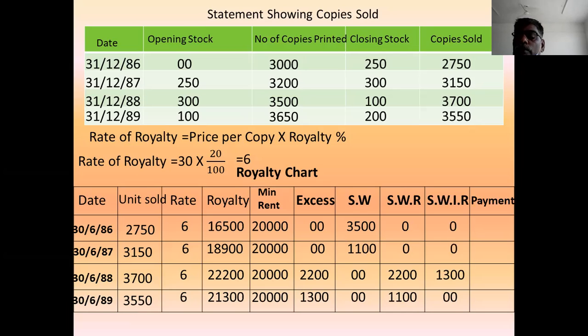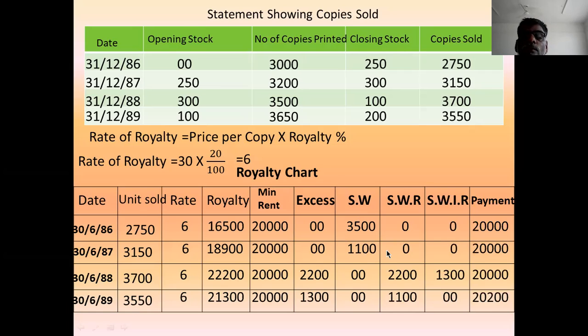Next, you calculate payment. Payment is equal to royalty plus SW minus SWR. First year, second year: royalty plus SW minus SWR. Third year, royalty plus SW minus SWR. Fourth year, royalty plus SW minus SWR.